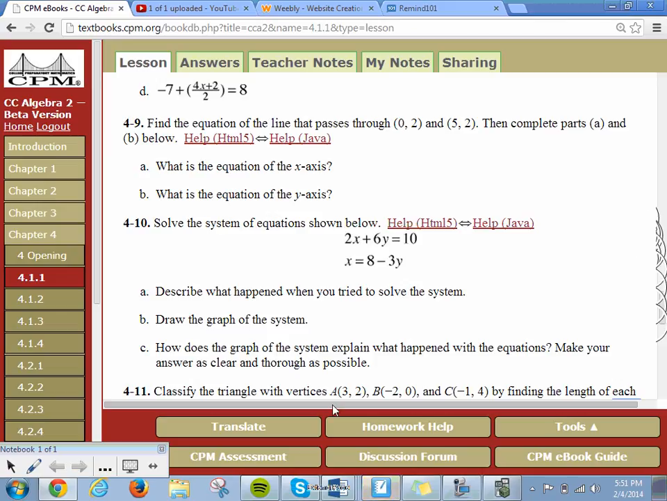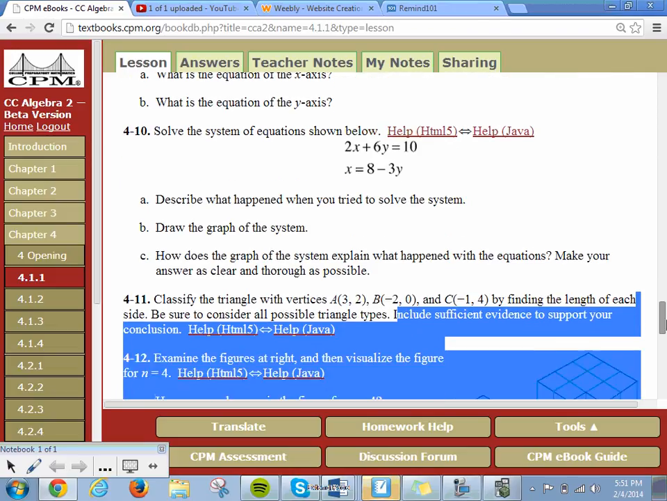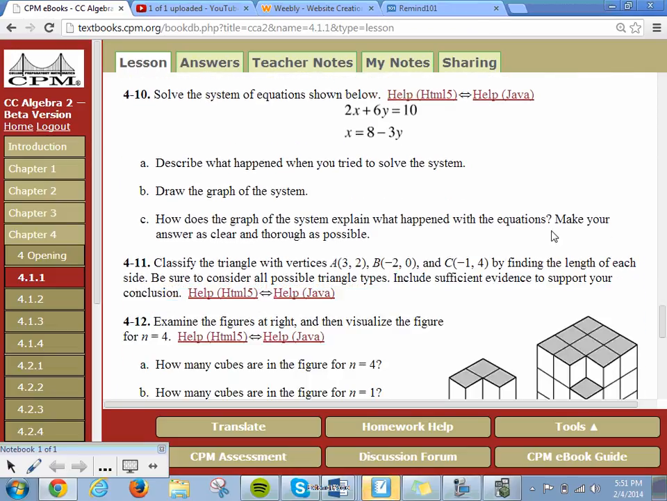All right. So moving on, we're looking at number 10. Number 10 says to solve the system of equations. Woo, system of equations. We've got something for x equals. That's telling me that I need to use substitution. So I'm going to do that. In my lower equation, wherever I see an x, I'm going to plug in 8 minus 3y.